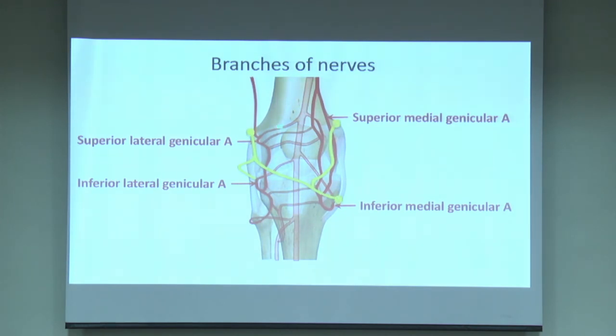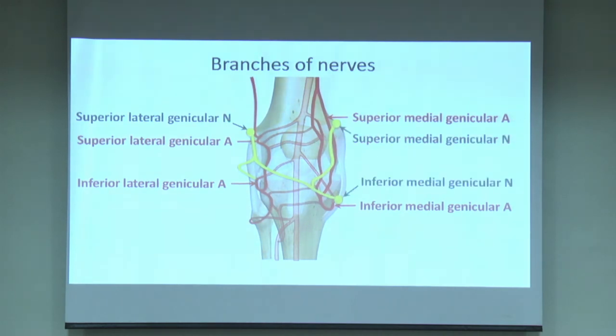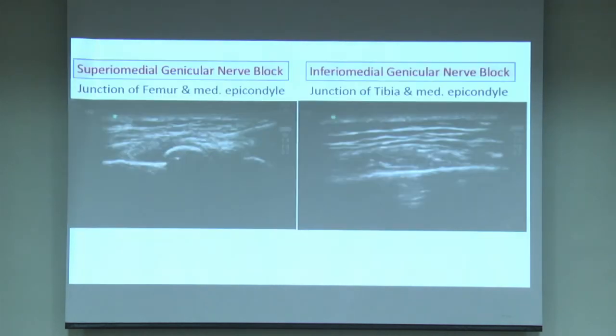And these are the 3 points which we need to look at to block these kind of nerves. So you have the superior lateral genicular nerve, which corresponds to the artery, the superior medial genicular nerve, which corresponds to the medial genicular artery, and the inframedial genicular nerve, which corresponds to the inframedial genicular artery. So let me show you the ultrasound.